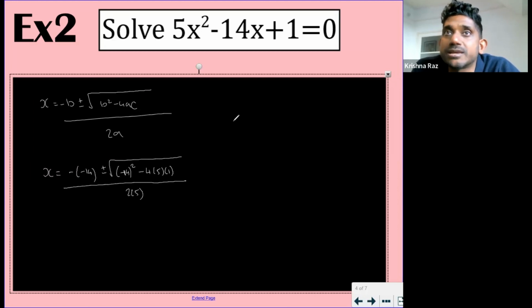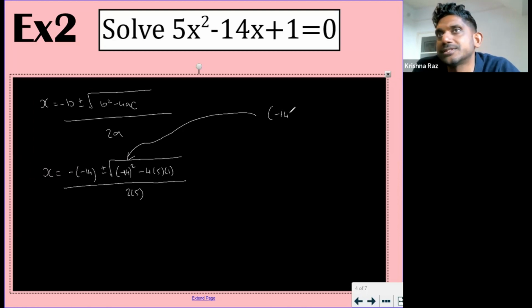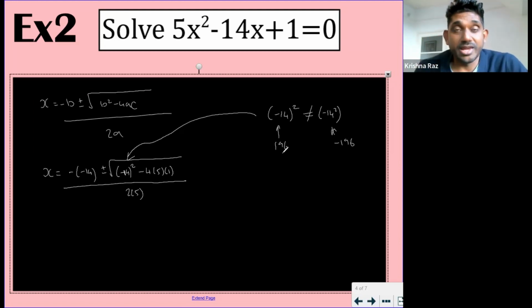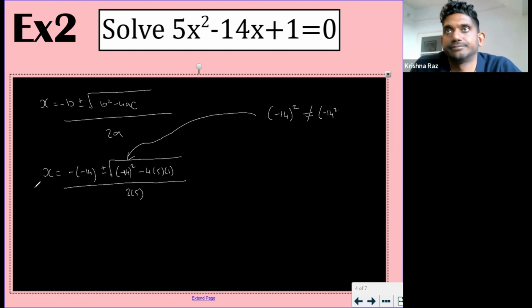So we need to make sure we type it in the calculator like this, because that is not the same as this. This will tell us minus 196. This will tell us positive 196. We know that when we square a number, it's always positive. So you need to be careful, otherwise it will make your answer wrong. And you do not want that, do you? Nah.